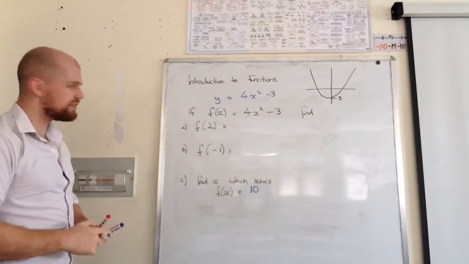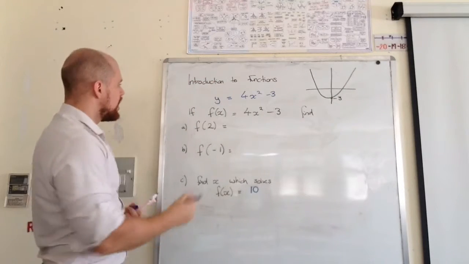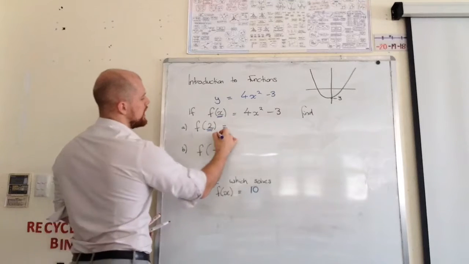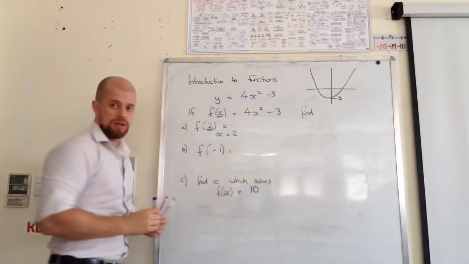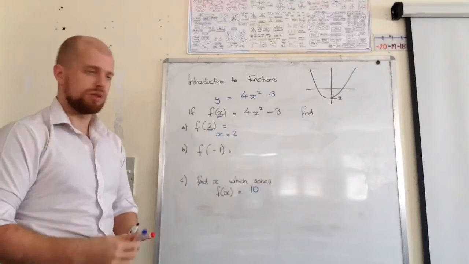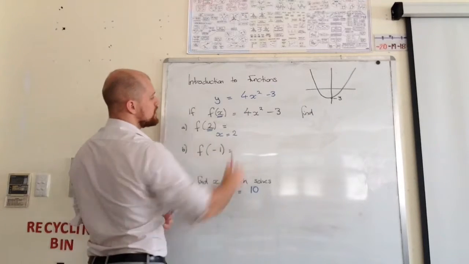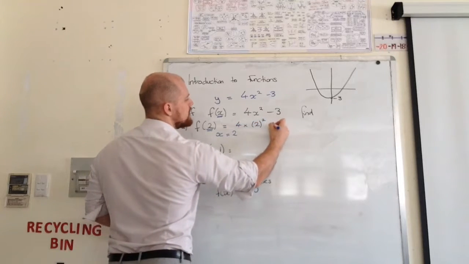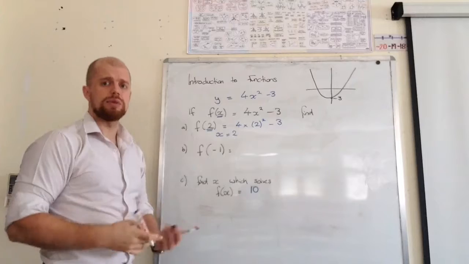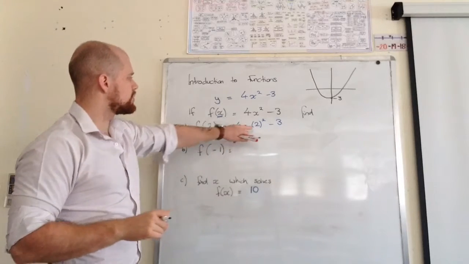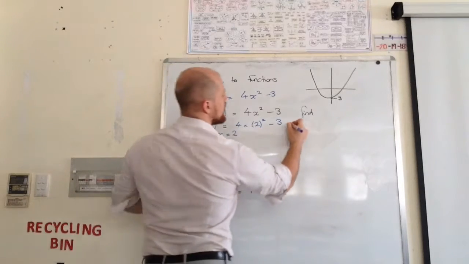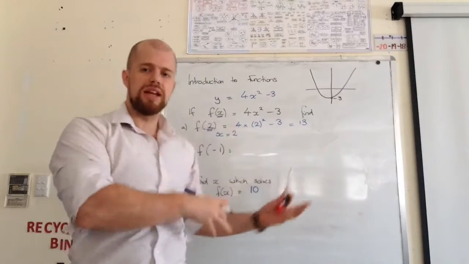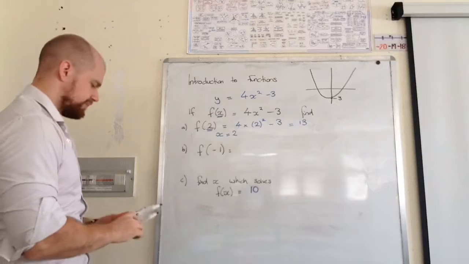Now, if I want to find f of 2, I've taken f of x and got to f of 2. So all I'm going to do is put x equals 2 in. I want to find y when x is 2. So if I let x equal 2 in here, I do 4 times 2 squared, and then take away 3. I've let x equal 2. Now, 2 squared is 4, times 4 is 16, take away 3 is 13. Don't forget, BODMAS, you do the squared first, you then do the multiplication, then the subtraction.